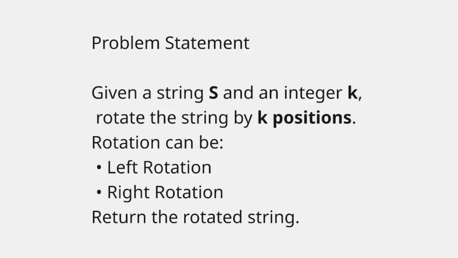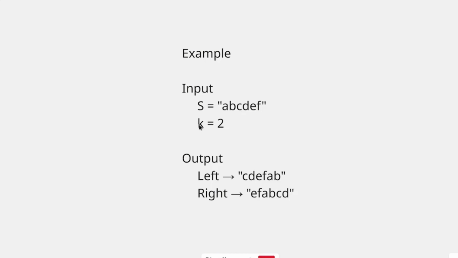So here is the example. In the input, we have taken A, B, C, D, E, F, and our k value is 2. So we have to rotate the string. If we rotate to the left side, A and B will come to the end. And if we rotate to the right side, E and F will come to the front. So see here, A, B go to the left side, and we get C, D, E, F, A, B. If we rotate to the right side, we get E, F, A, B, C, D.